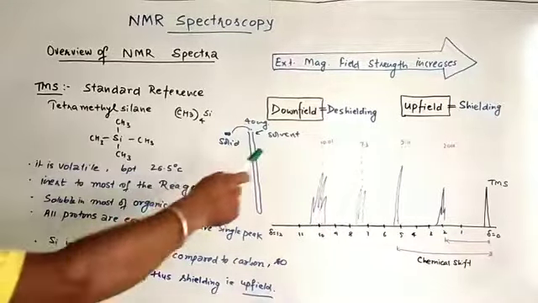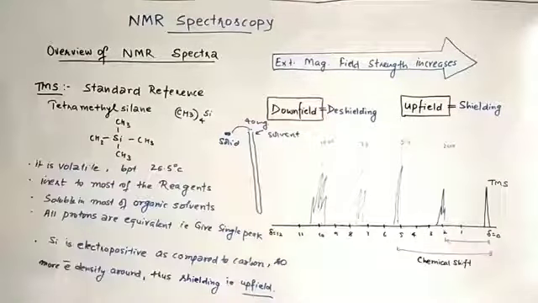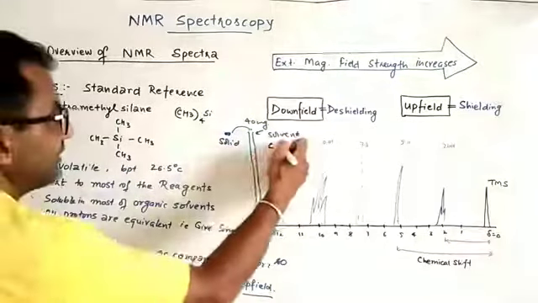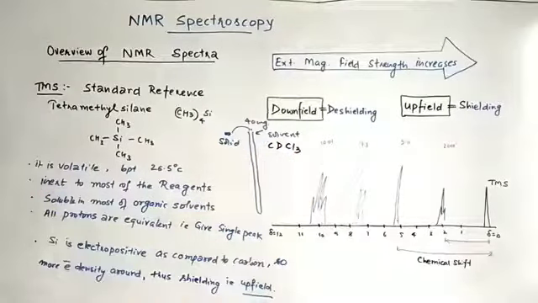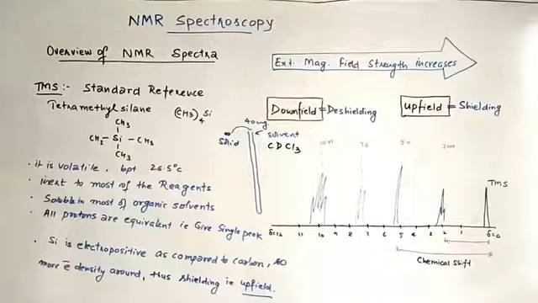So the solvent must be proton free. We generally use CDCl3, deuterated chloroform. Chloroform is CHCl3, now it is CDCl3. D is a deuterium atom, it will not give a peak. That's why you use this CDCl3.